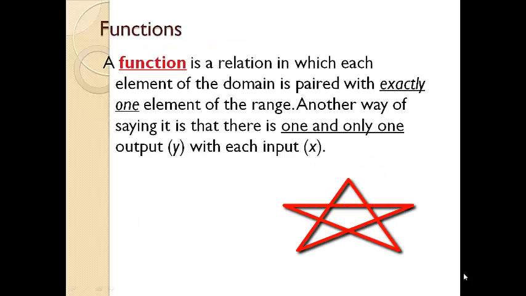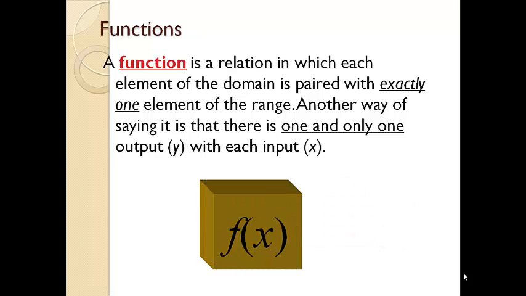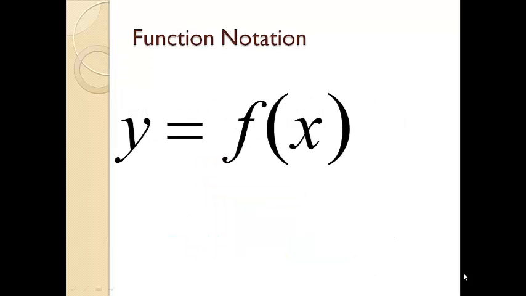Here's our definition of function again. Remember that a function is a relation, because a function is a set of ordered pairs, but it's a special type of relation. Every element of the domain is paired with exactly one element of the range. So there's one and only one output with every input. Think of a function like a machine. It's a number machine. You put an x value in, and you get a y value out. For every x you put in, you can only get one y out. That's what makes it a function.